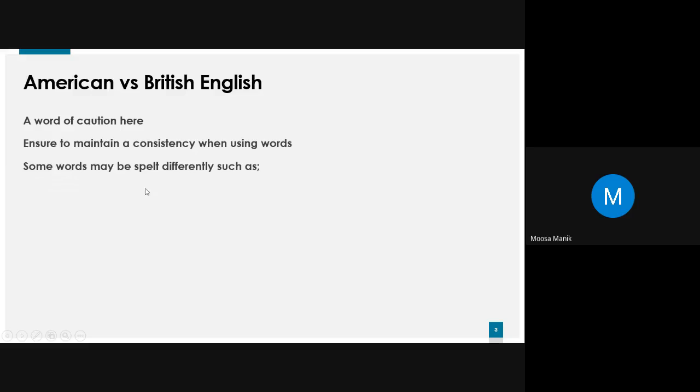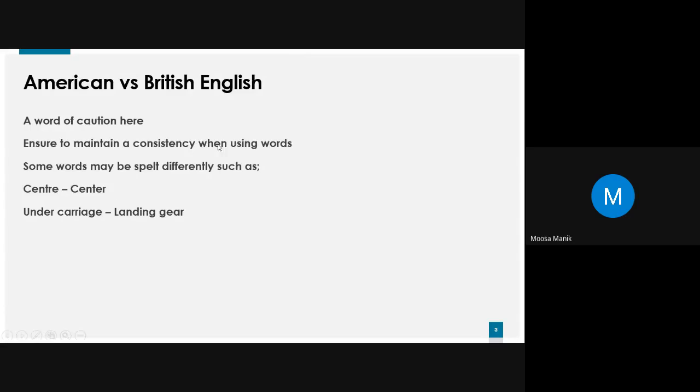Some words may be spelled differently, such as center and centre. I think C-E-N-T-R-E is the UK, and C-E-N-T-E-R is American. So if you're writing center the American way, please make sure that right throughout your assignment, you stick to the American style. And vice versa, also the same. If you're using the British style, centre, C-E-N-T-R-E, you should stick to that as well.